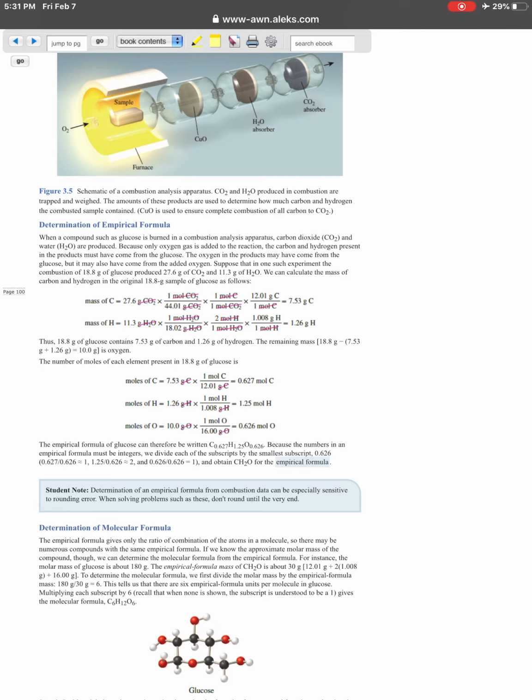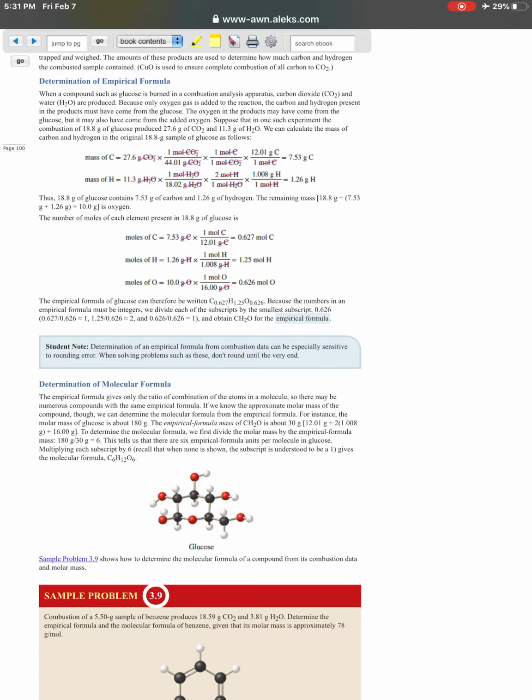So the next step is to take the mass and convert it to moles. We have the mass of each element. We want to convert them to moles. How do you convert the mass of an element into its moles? You divide by the molar mass. So notice here in our second stage of calculations, they're taking the mass of each element and dividing it by their atomic masses or their molar masses to find the moles of each element. 12.01 for carbon, 1.008 for hydrogen, 16.00 for oxygen. Those are from the periodic table.